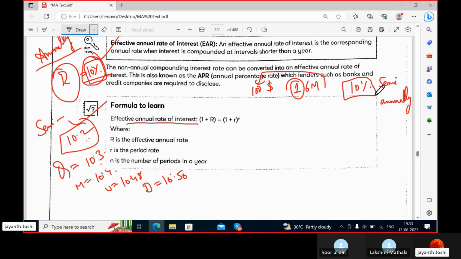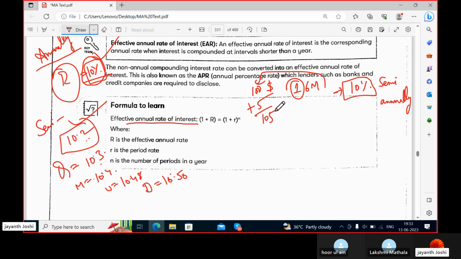Let's say the interest amount. See, this 10% is not a 6 months rate. This is a yearly rate, annual rate. So of this, if I pay you interest semi-annually, I will be paying you $5. This is the annual rate, not the 6 months rate. So $105 you will be having in your account.